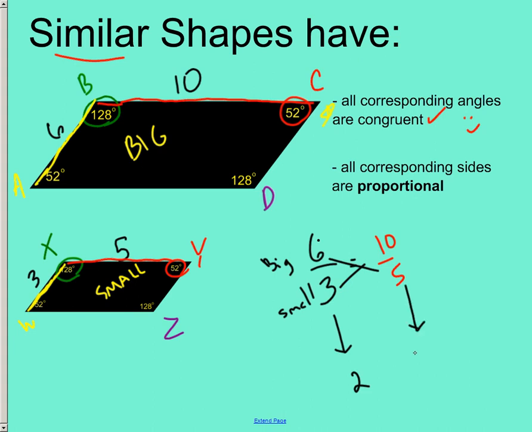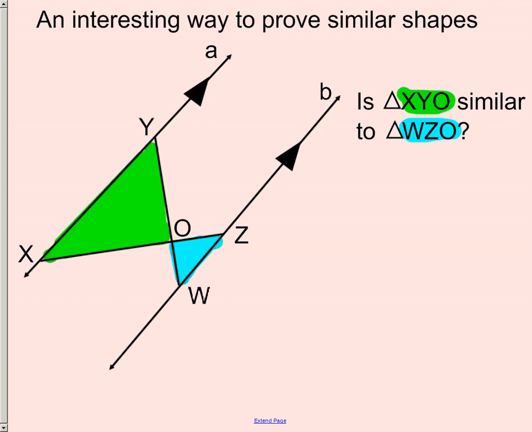What's 10 divided by 5? 2. So we'd say that, hey, these sides are proportional to each other because we can always simplify them down to be the matching value. So an interesting way to prove whether or not shapes are similar is not, hey, look, I mean, we know that this blue triangle is smaller than the green triangle, but the way to prove it is make sure that all the corresponding angles are the same.